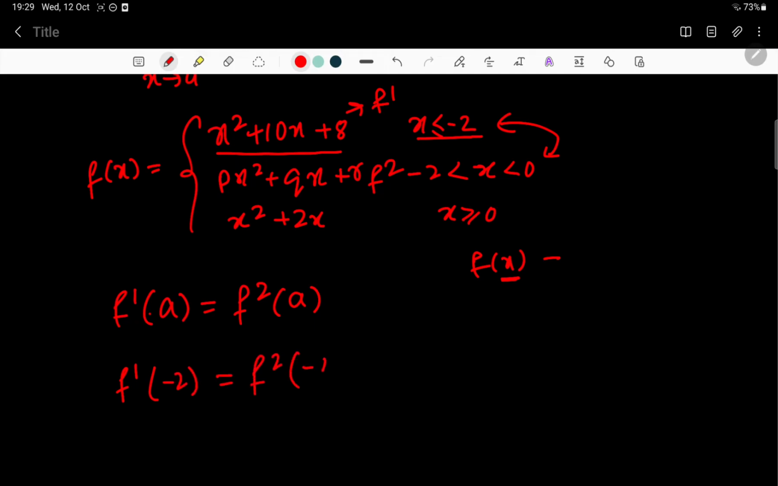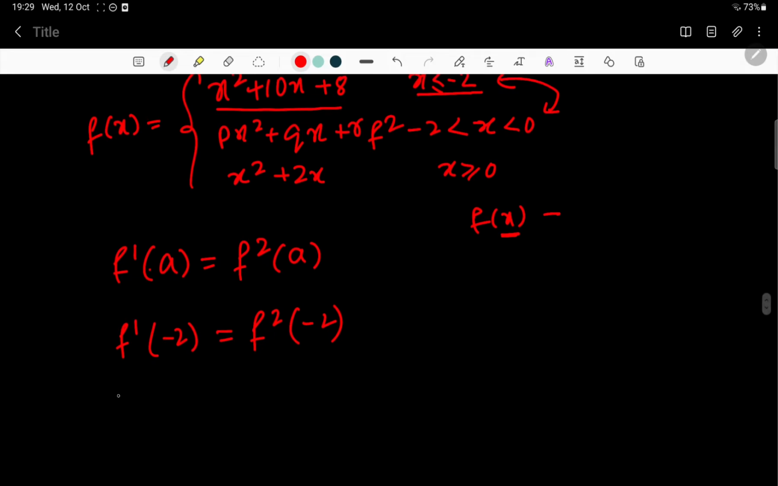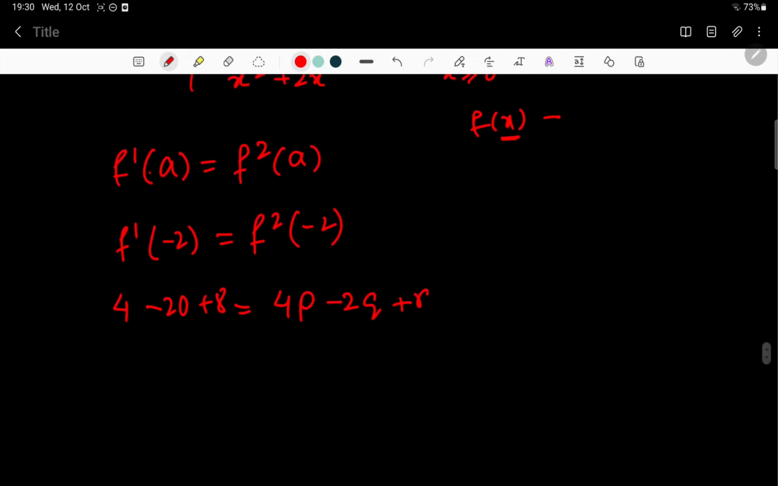If that is true, then we can put that f1 at -2 should equal f2 at -2. If that is so, we can say that if I put -2 here, 4 minus 20 plus 8 equals 4p minus 2q plus r, correct?